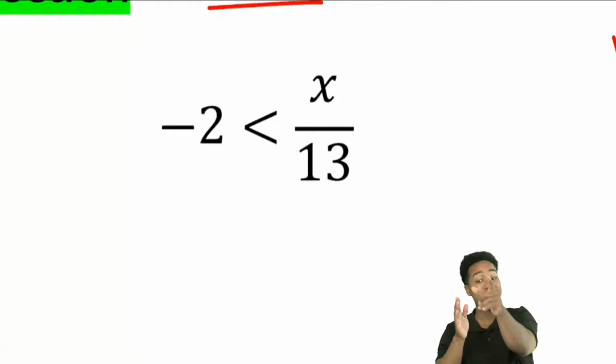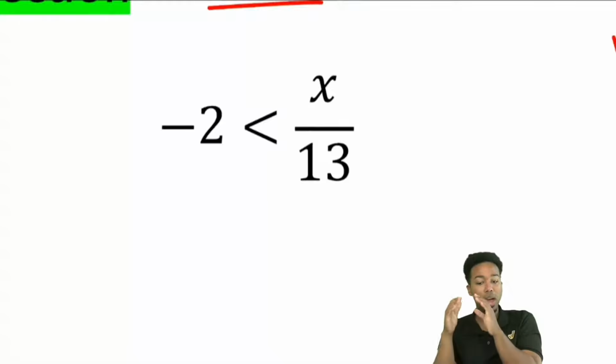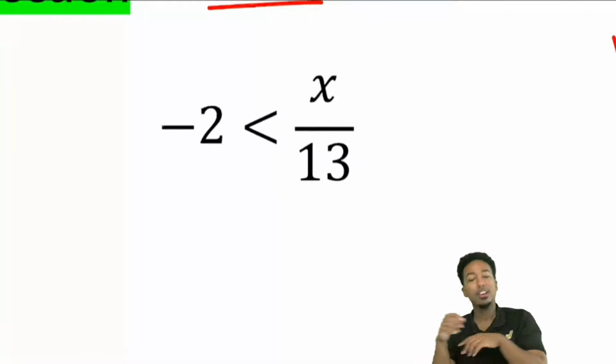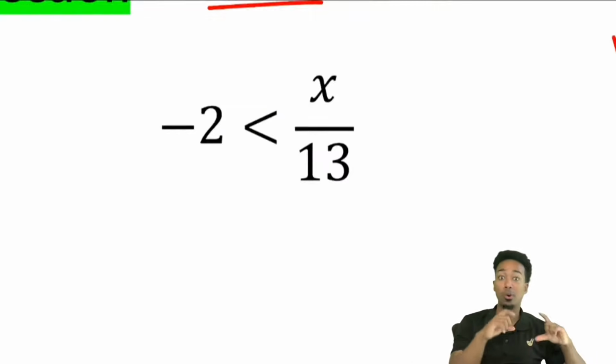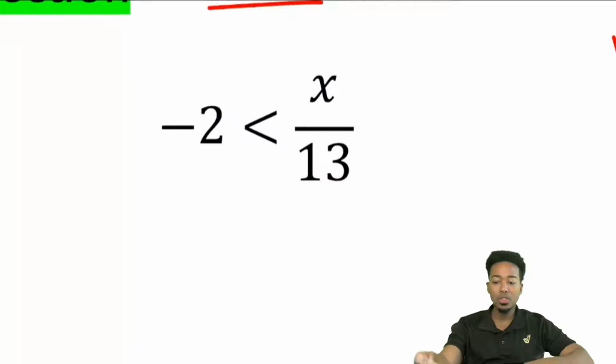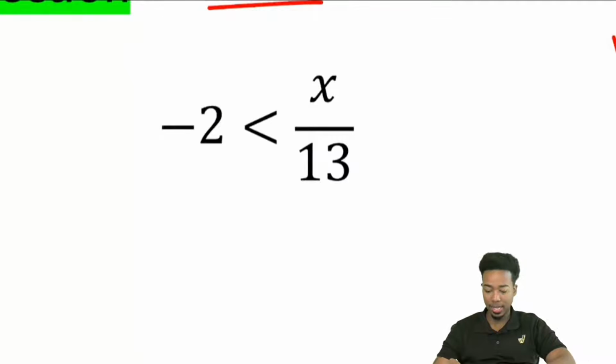Oh, Dionysia, yes. Let me know if that's the way you pronounce your name. Dionysia says equal sign. Yes, you have an equal sign in every single problem for an equation. For an inequality, it is not equal. So the way that you read this is, hey, -2 is less than x over 13.